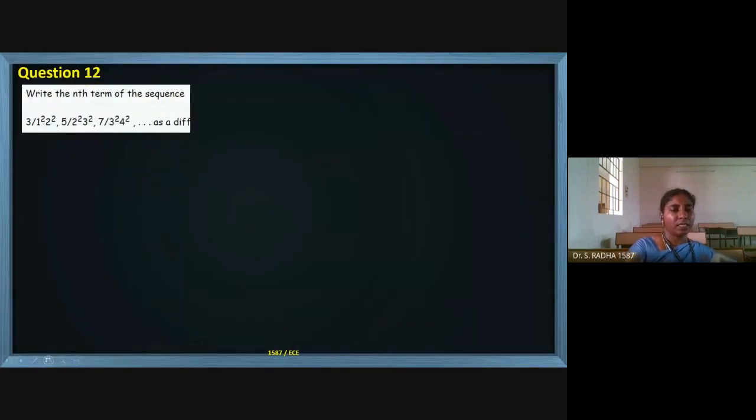Now, if you see the next question, write the nth term of the sequence. This is the sequence given. What is the nth term in the sequence?